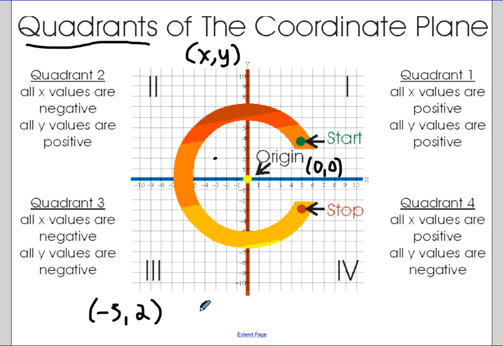If you have a situation where you are graphing, let's say, 0, 4, okay? So 0, 4, so you're right here, and it asks you to describe the location. Obviously, you're not in a quadrant, but you would just say you're on the y-axis, okay?